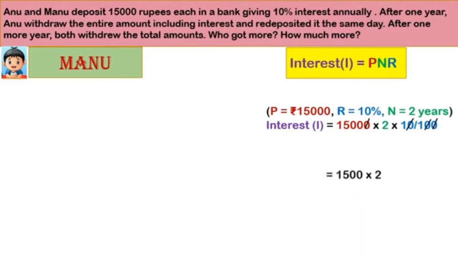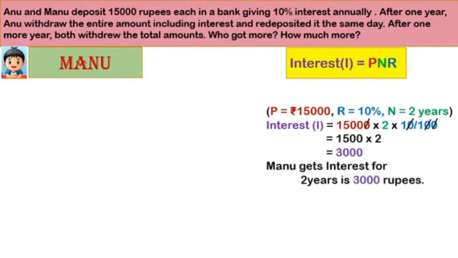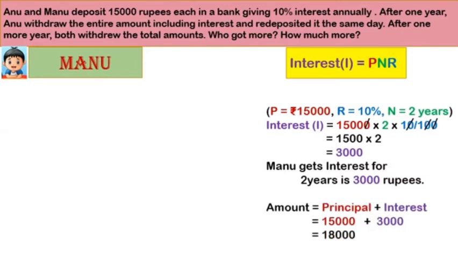So in simple interest, how much is the simple interest in case of Manu? N is equal to 2, R is 10 and P is 50,000. Therefore interest I is 50,000 into 2 into 10 by 100. So 5,000 into 2, 10,000. So Manu gets interest for 2 years is 10,000 rupees. Then how much is the amount? Amount is equal to principal amount plus interest, that is 50,000 plus 10,000 is equal to 60,000. So after 2 years, Manu got 60,000 rupees.